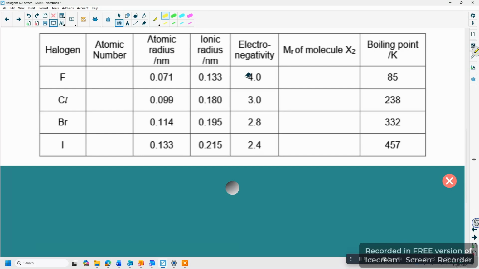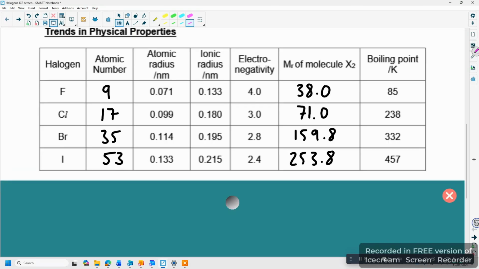So we're going to look at the atomic number of the halogens. We're going to have a look at the MR of the molecule of the halogen. So just pause the video, get your periodic tables and fill that information in. Okay, so we're going to have a look at some of the information in this table and look at some of the physical properties of the halogens.